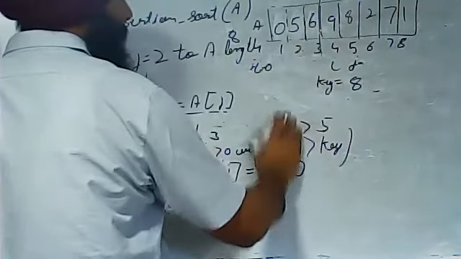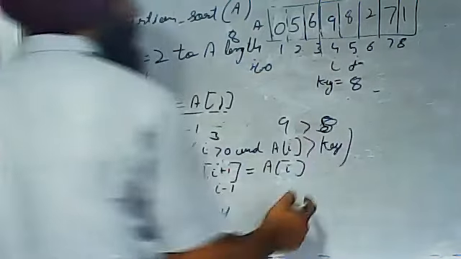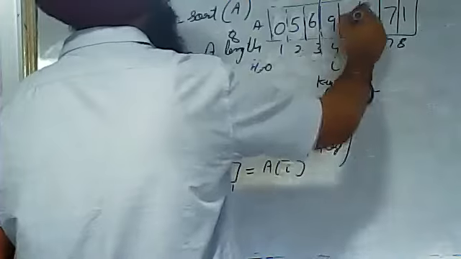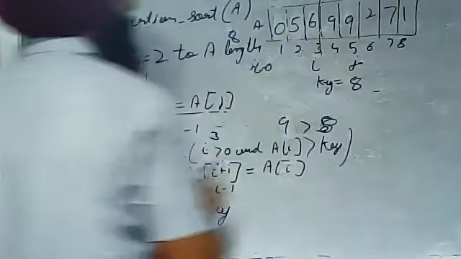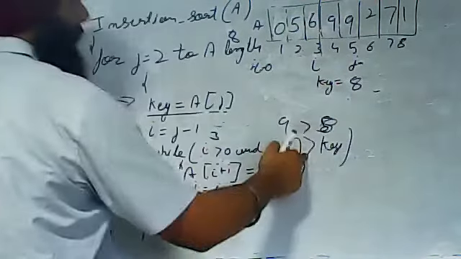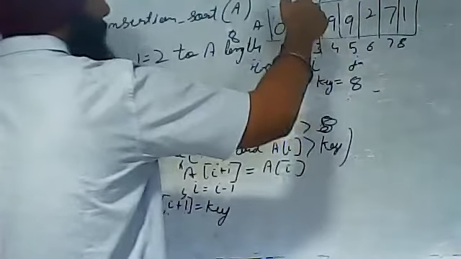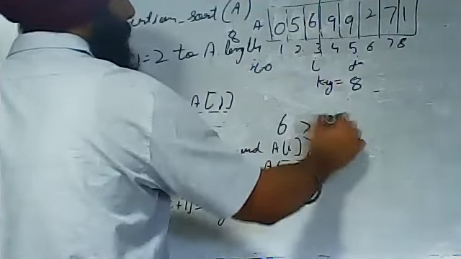So we can see the previous element is 9. 9 is greater than 8. That is true. So we'll shift it to the next point. So we'll write 9 here and reduce I's value by 1. So I will become 3 here. Now we'll compare it with the key element again. 8 is not less than 6, so this condition is false this time.